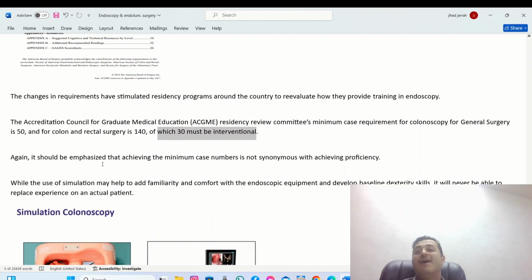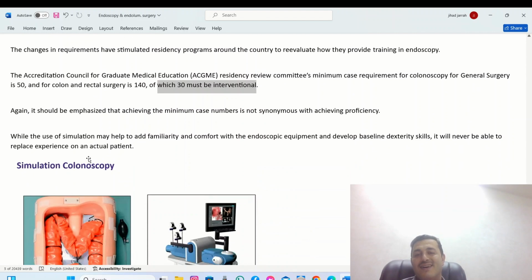If you ask me, at the end of my fellowship program, how many colonoscopies did I perform? I will tell you that it is null, zero. Unfortunately. Okay. What else can I add?